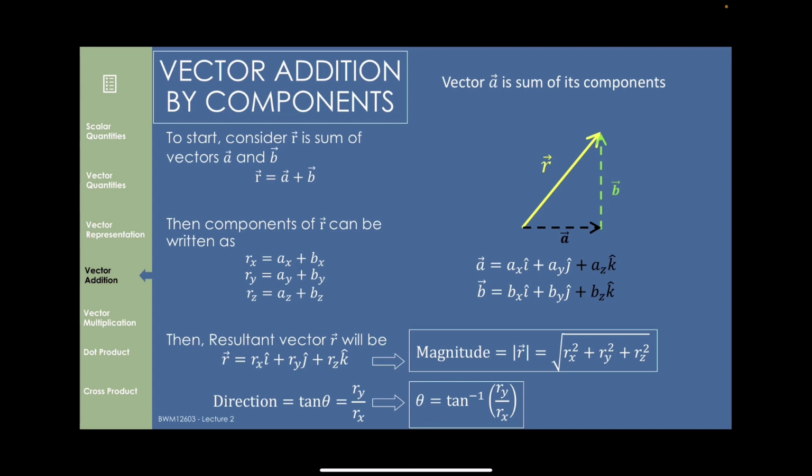So that's how we can do vector addition using the components. This is the vector addition by components method. These are the two methods which we can use, depending on the type of data we have, for adding two or more vectors.